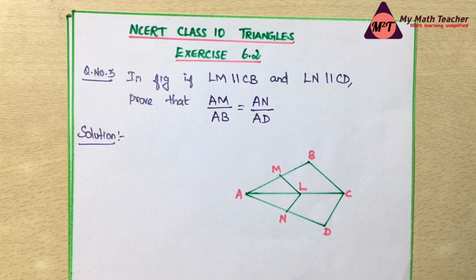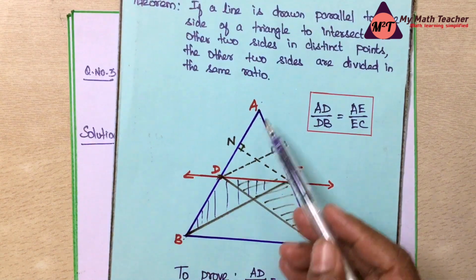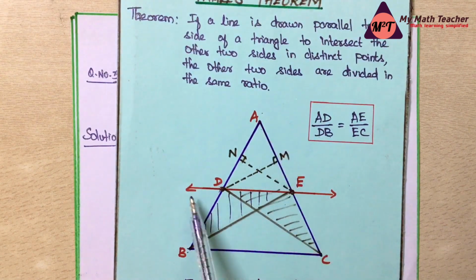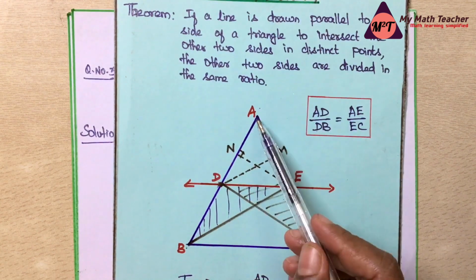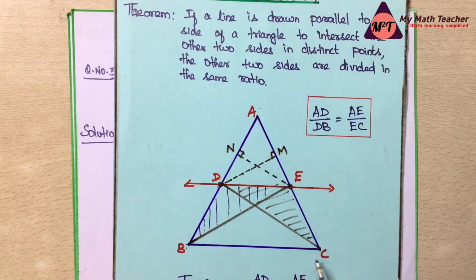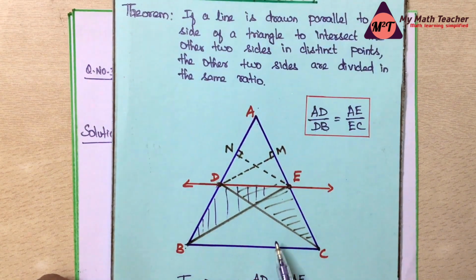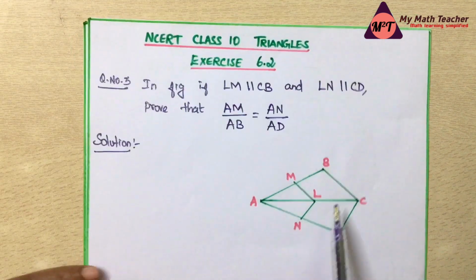Now, what is basic proportionality theorem? We know basic proportionality theorem is, in a triangle when we draw a line which is parallel to a side like this, like BC, then we can say that AD divided by DB is equal to AE divided by AC. So this is what we'll be applying in solving all the sums. So now let us start.